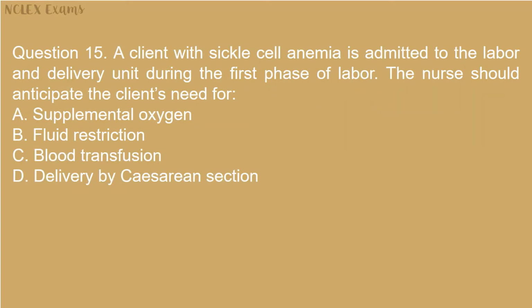Question 15. A client with sickle cell anemia is admitted to the labour and delivery unit during the first phase of labour. The nurse should anticipate the client's need for A. Supplemental oxygen. B. Fluid restriction. C. Blood transfusion. D. Delivery by cesarean section.